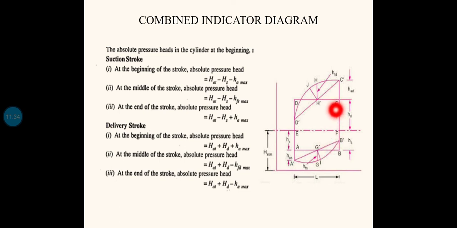At the delivery side we will have H_atm, here to here, H_atm plus H_d plus H_ad. At the end of the delivery stroke, the frictional head is again 0. Therefore, the total head inside the cylinder is H_atm plus H_d minus H_ad, and at the middle the H_ad value will be 0. So, we have the total pressure inside the cylinder as H_atm plus H_d plus H_fd max. The H_fd maximum value you can calculate from the equation. Okay, this is all about the combined indicator diagram.